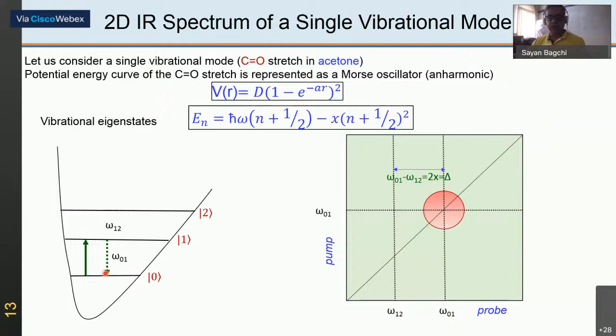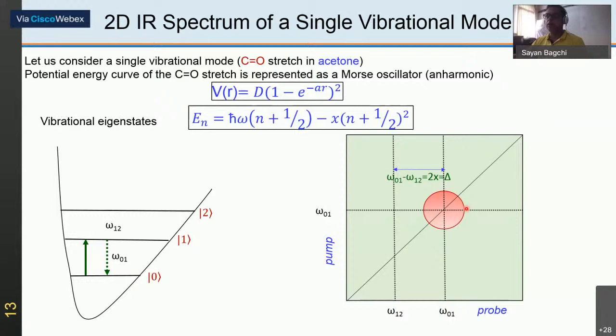So what is the frequency involved? This is my omega 01. This was my pump frequency. And the probe pulse, which probes the frequency, is also omega 01, because we're thinking this way: it is going up, it's coming down, it involves the same frequency. So if you plot the pump frequency on the y-axis and the probe frequency on the x-axis, then what will we get? We will get something.